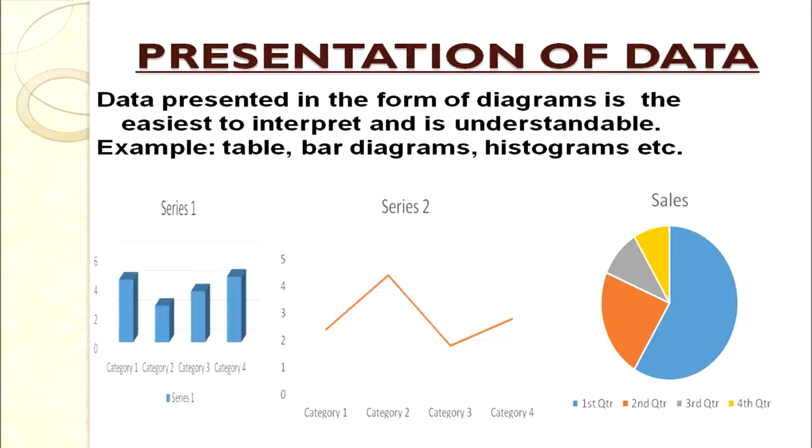In the previous chapter, we discussed frequency arrays and frequency distribution, whereas in this chapter, we are going to learn how data can be presented in many ways. Data presented in the form of diagrams is easiest to interpret, attractive and easy to understand. For example, when we construct a table, bar diagrams, histograms or pie diagrams, we easily understand the information.